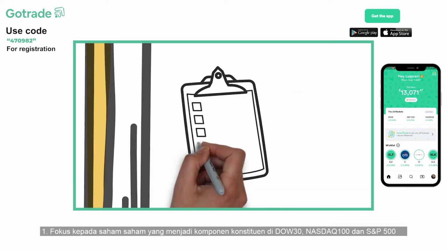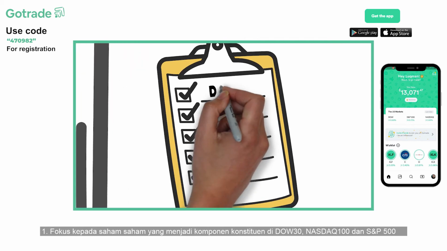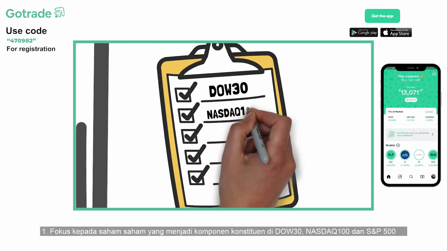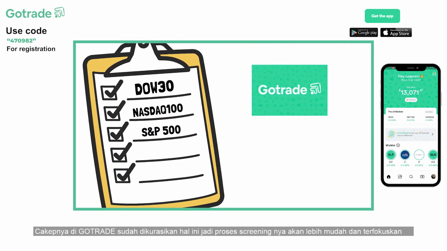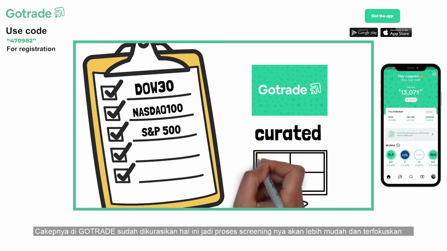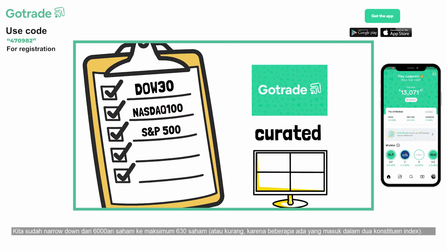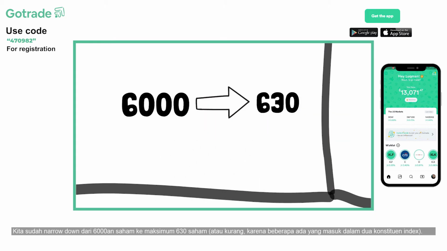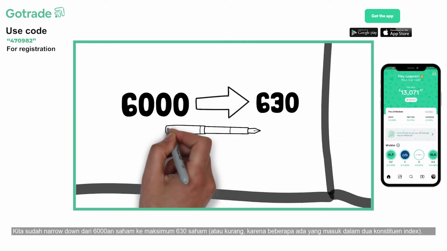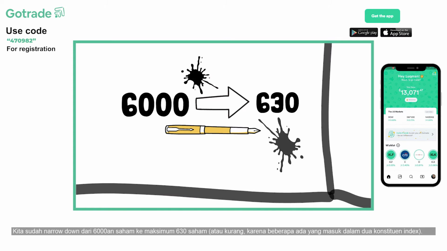First, focus on stocks that are constituent of the Dow 30, Nasdaq 100, and S&P 500. The beauty of GoTrade apps is these stocks have been curated, so the screening process will be easier and more focused. We have narrowed down from 6,000 stocks to a maximum of 630 stocks, or less, because some of the stocks are included in 2 or more indexes.